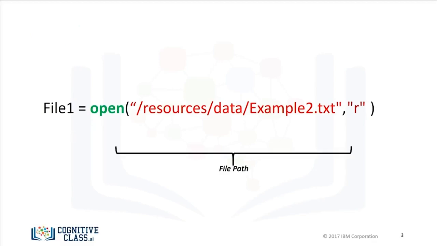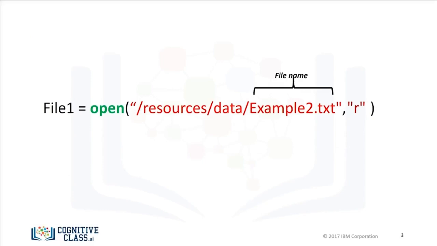The first argument is the file path. This is made up of the file name and the file directory. The second parameter is the mode. Common values used include R for reading, W for writing, and A for appending. We will use R for reading. Finally, we have the file object.